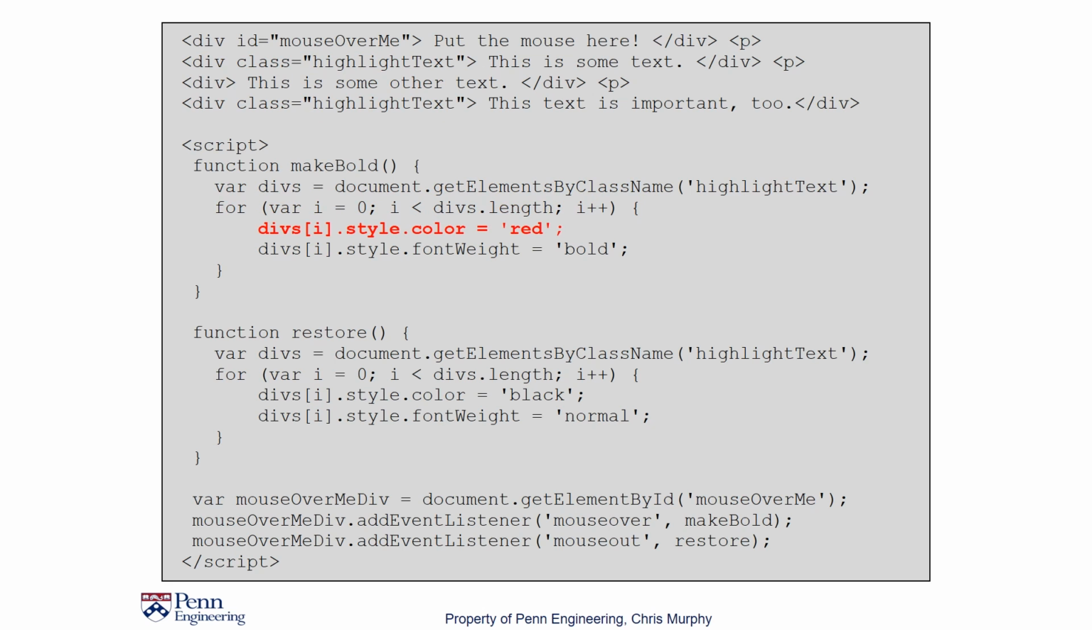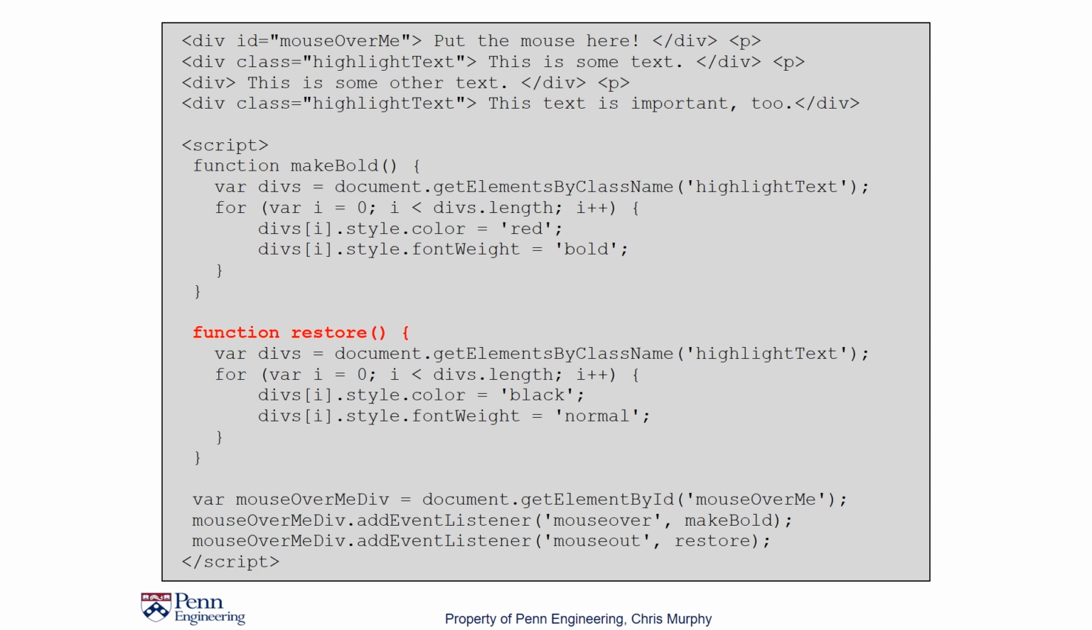Because divs is an array, we can iterate over each element in that array. And for each one, we can use the style property of that element. We'll set the color to red, and we'll set the font weight to bold, which will make the text appear in bold. Once we've changed the text to red and bold, we want to be able to change it back or restore it when the user moves the mouse away from the mouse over me text.